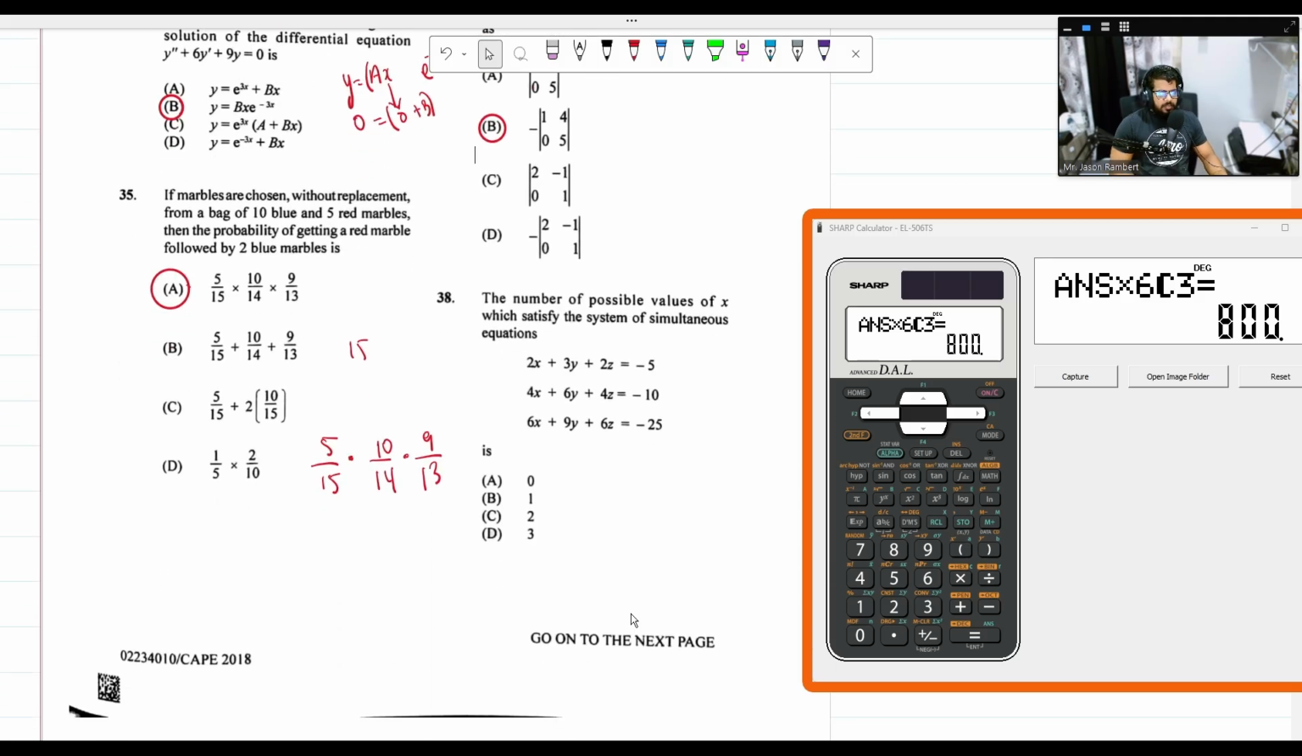The number of possible values of x which satisfies the system of simultaneous equations 2x plus 3y plus 2z, 4x plus 6y plus 4z, 10, 25. So if you realize, if I multiply this by 2 again, if I multiply this by 3 again, I can see that all are parallel.